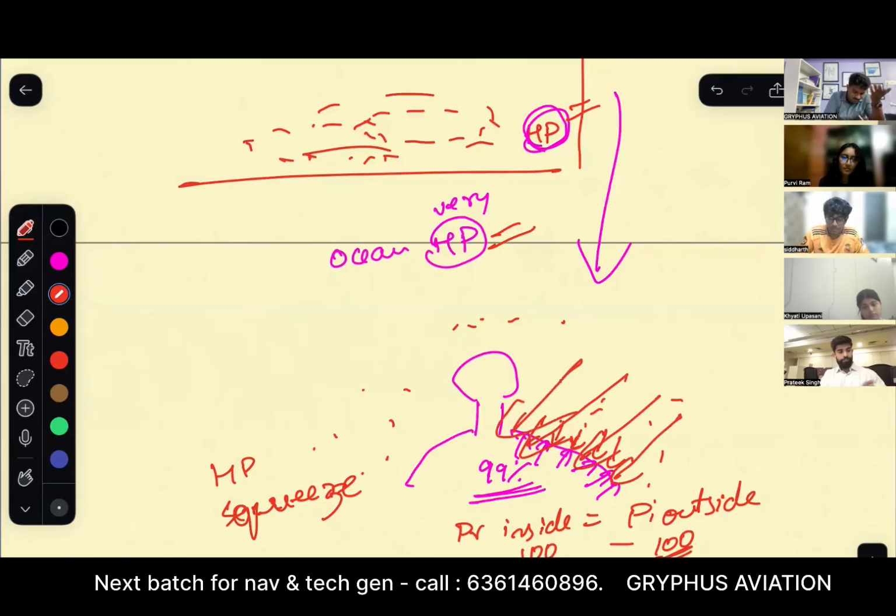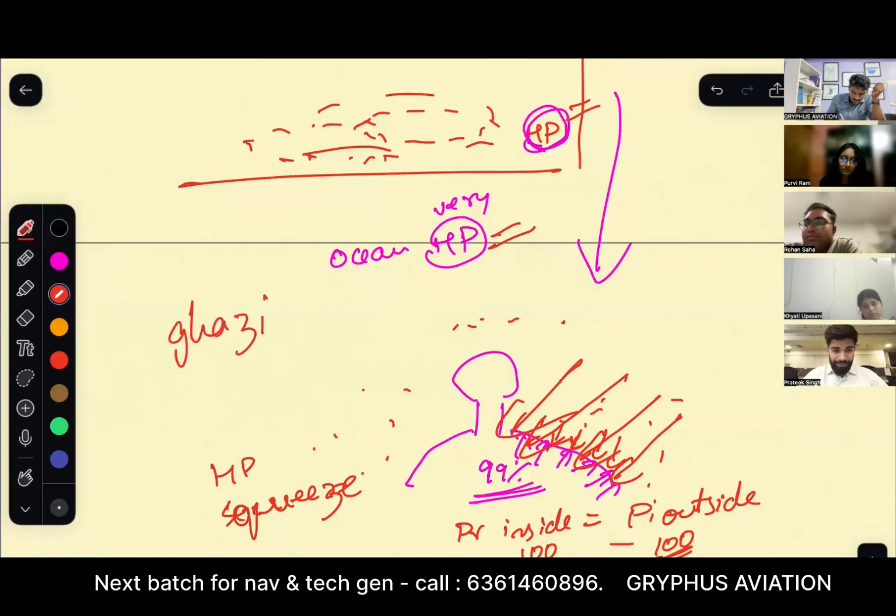And this I advise for the people also: instead of watching reels, you can watch that movie. At least patriotism will build a little bit. That is basically Ghazi Attack. This is basically the Pakistan and India warfare.